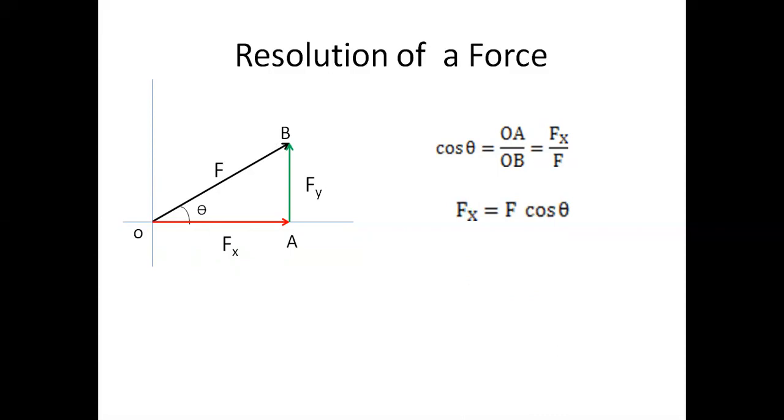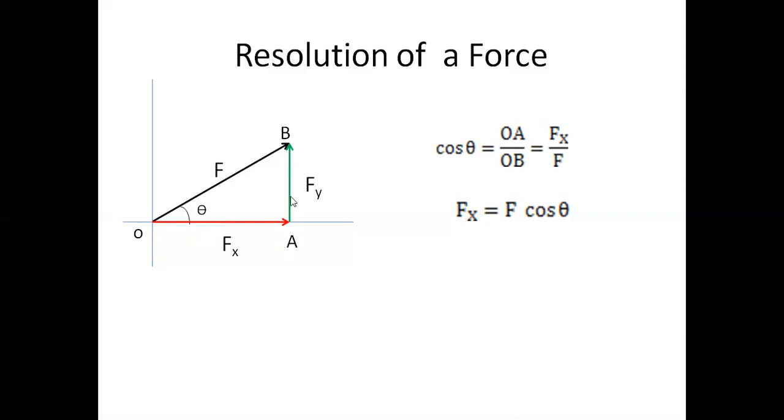So how do we find the x component? If the value of F and theta are given, that means the magnitude and direction of the force are given, then the x component of the resolution of that force is nothing but F into cos theta, and it is indicated with Fx. Now we know that sine theta is nothing but opposite by hypotenuse. The opposite is AB, and the hypotenuse is OB.